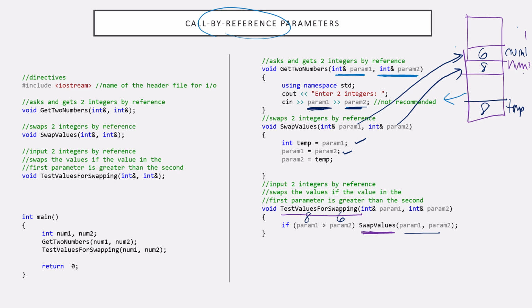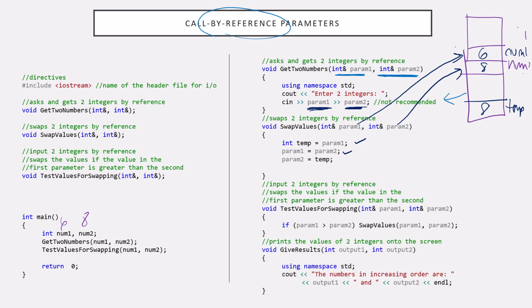When we called test values, then test values called the swap values function, and it swapped the values. So now num1 and num2, which were originally 8 and 6, have now become 6 and 8. And then our last function that we have here is going to be these are passed by value parameters.